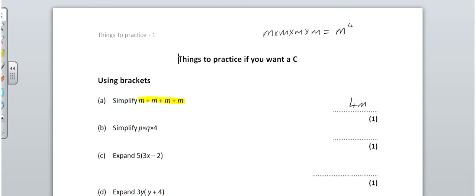Now we're going to simplify p times q times 4, and that's very simply 4pq.